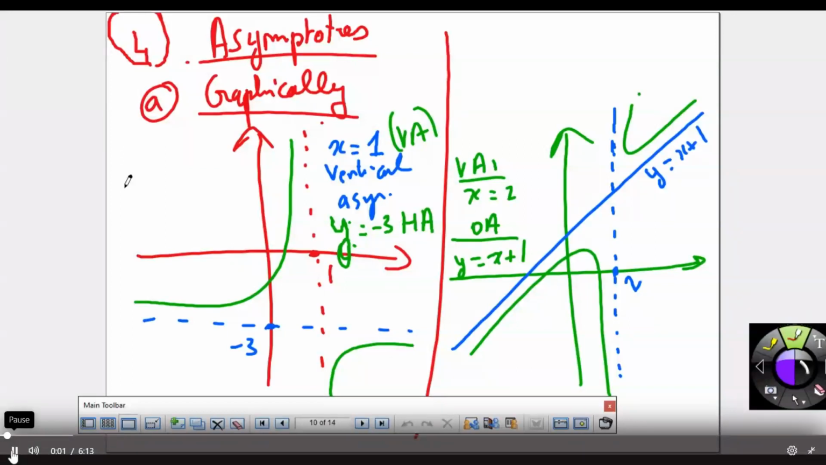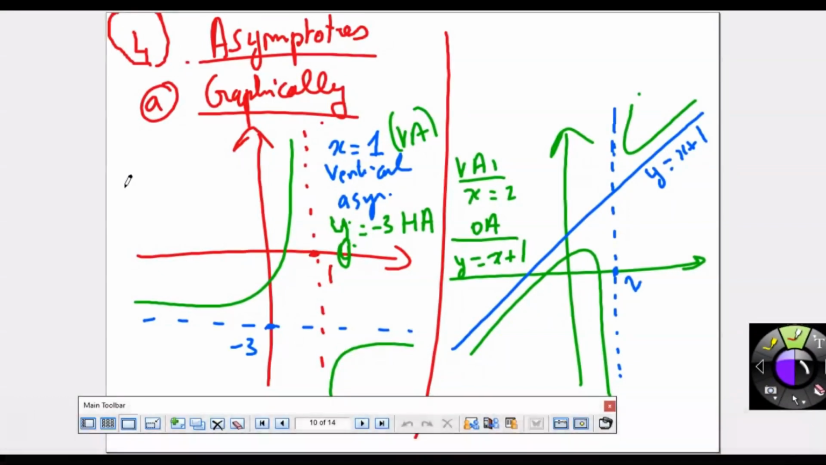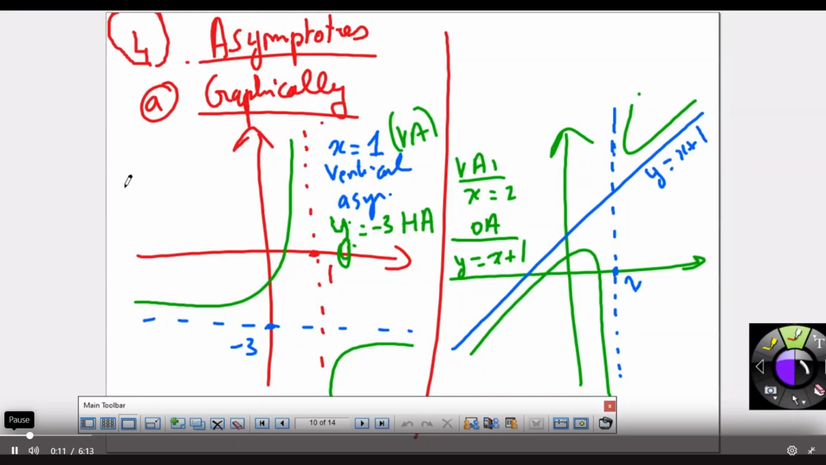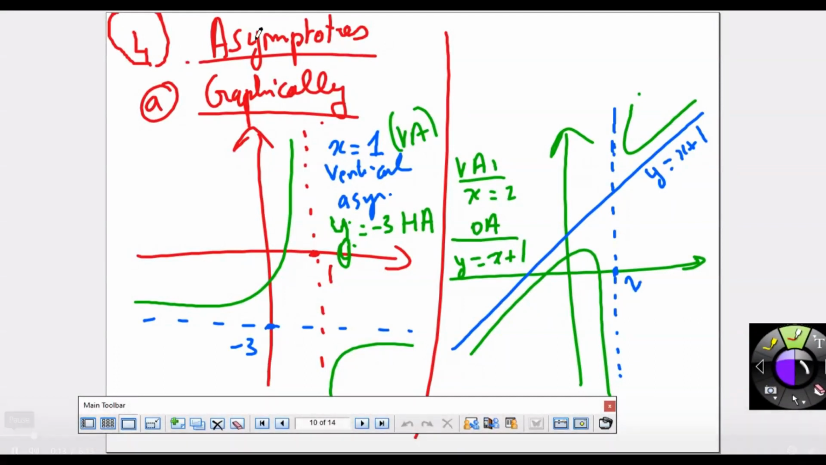This is the last part in this chapter. Already you know it, and already we saw the asymptote, but I just want to summarize it. I can see the asymptote graphically by having together one vertical, one horizontal, and I can have together one vertical, one oblique asymptote. The oblique asymptote we'll see later.